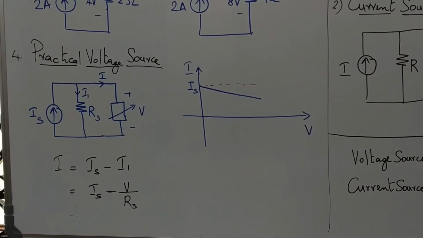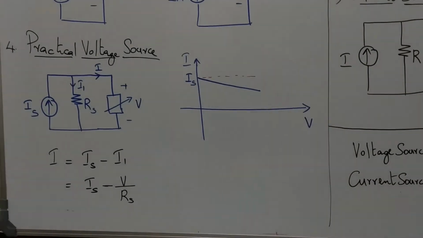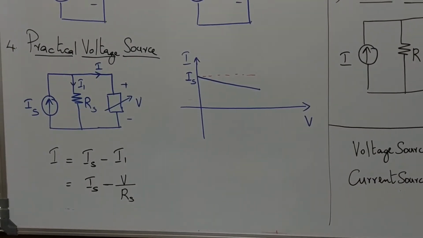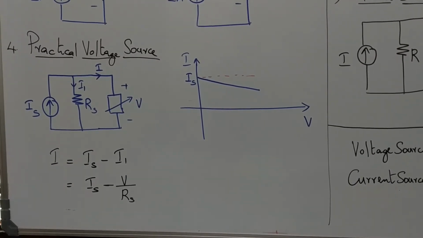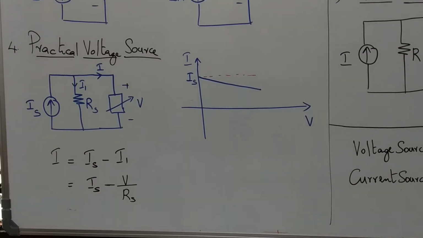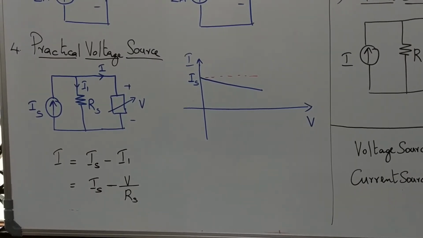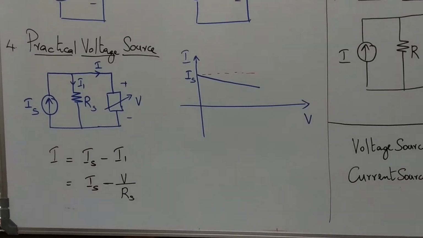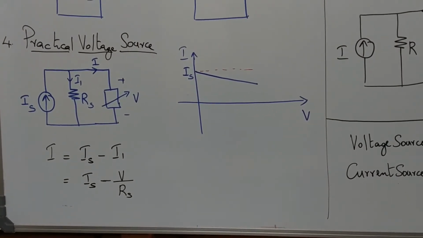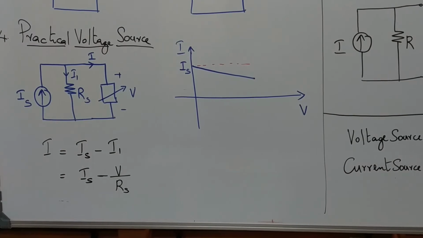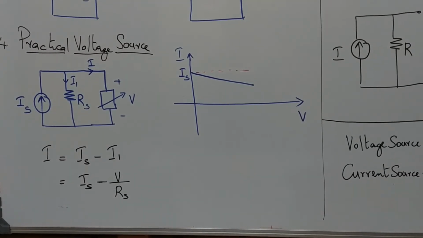So if I is the current flowing through the load, I will be equal to the total current minus I1, where I1 is the current flowing through the internal resistance. I1 can be written as V by Rs. So the total current at the output will be Is minus V by Rs.